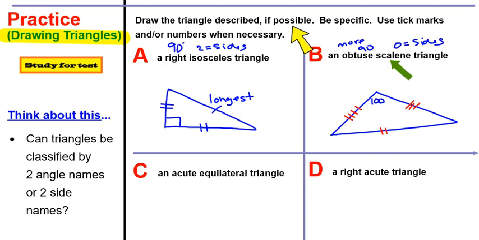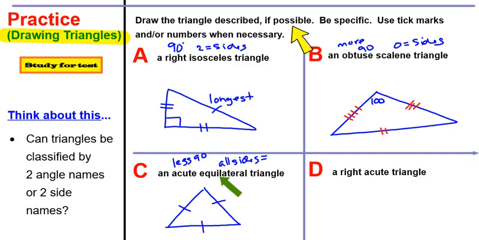All right, let's jump to the next question, letter C. I need to draw an acute equilateral triangle. So when I draw an acute triangle, I know that I have to draw something that is everything less than 90 degrees. And then when I draw it equilateral, I know I have to have all sides equal. So when I draw this, I'm going to actually start with the equal sides. And then, if you remember, the acute, they all have to add up to 90.